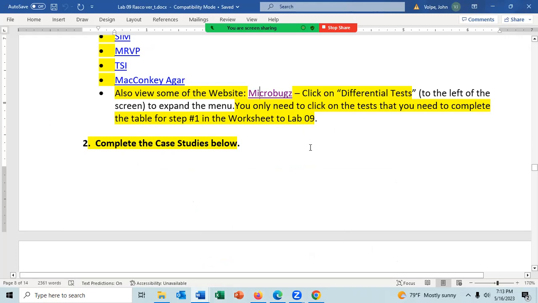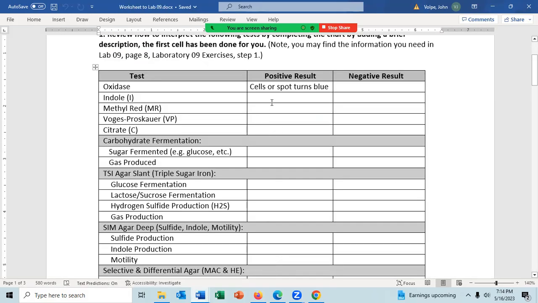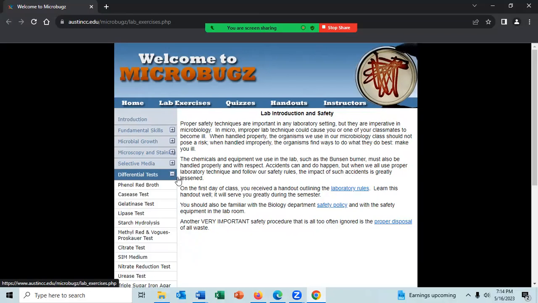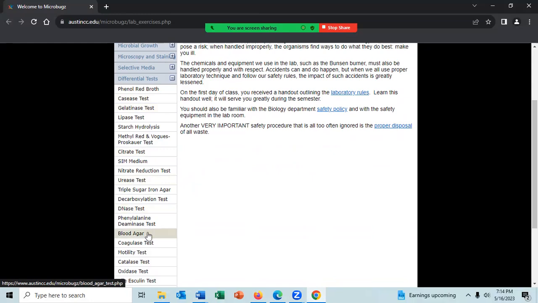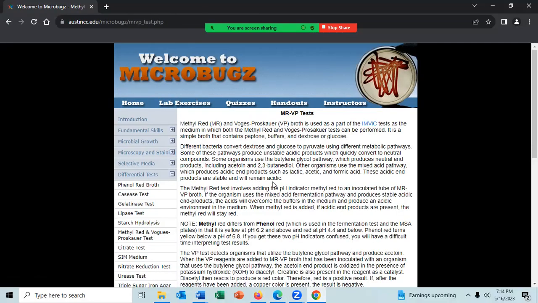So let's go back to MicroBuzz and we can look up the indole test and the MR test, for example. So hit on the differential test link over here. And you see how that runs up. And we have a number of tests. You don't need to look at all of them, but well, indole isn't on here because it's in the lab module. Oh, there's the methyl red and the Voges-Proskauer test. So that tells you the information about the methyl red test.